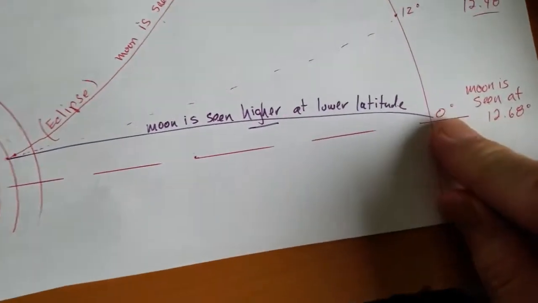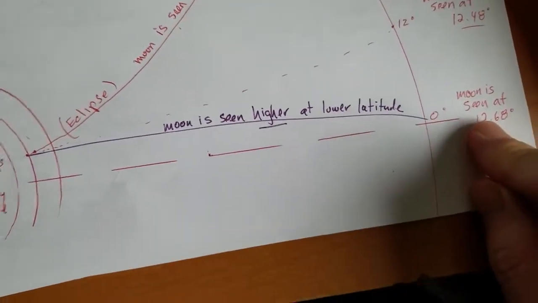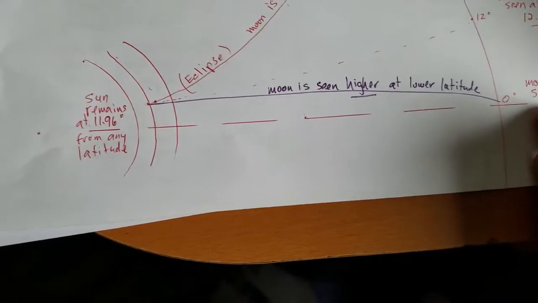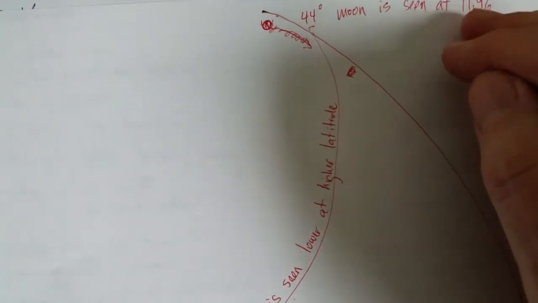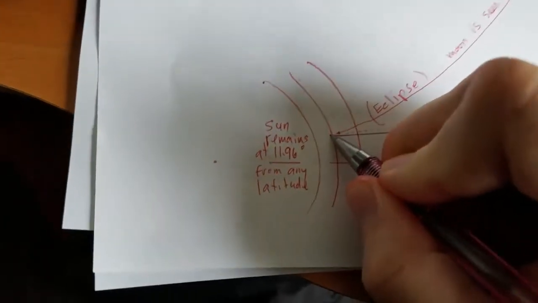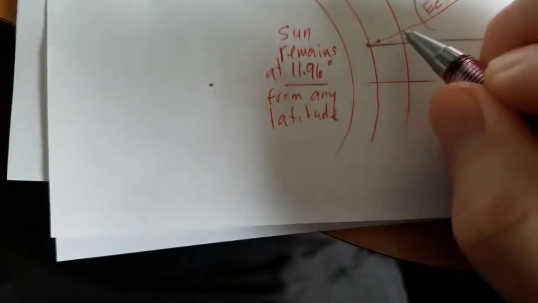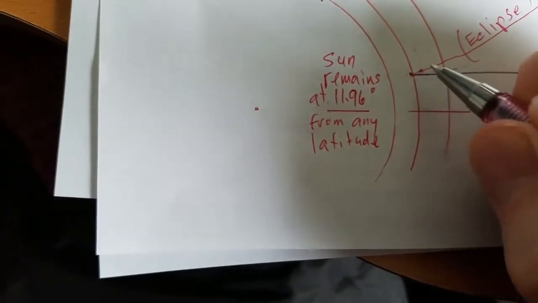Okay. However, if we're at the equator, we're going to see the moon at a different latitude, a different declination, that is. The sun will remain the same. The sun, whatever latitude you're at within the Earth, will remain the same declination. At this particular time, at this particular day, it will be 11.96. So the sun is this little dot right here. The dot that's closer to the celestial sphere. And the moon is the dot that's a little bit farther away from the celestial sphere.